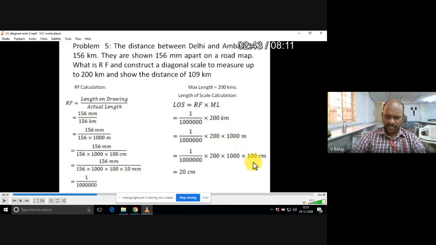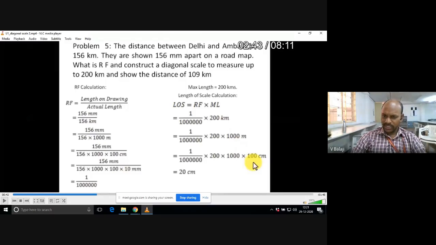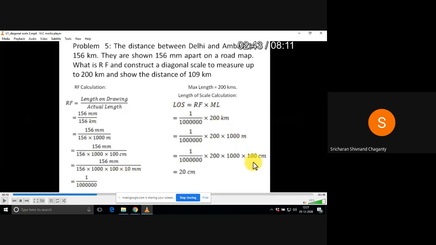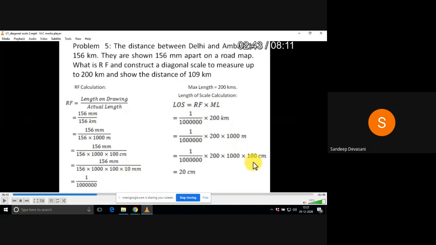Is there any other idea? 10, sir, we can also do 10. 10 means 20 kilometers each part. Okay. Any other answer? Four parts, sir. Four parts means 50 kilometer each, right? Yes, sir. Okay, good. Any other ideas? Two parts, 100 each.